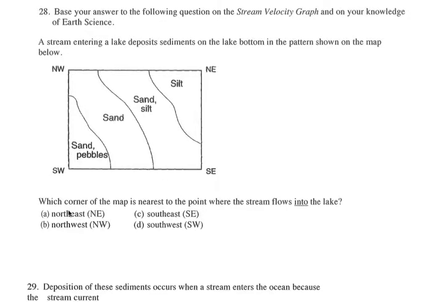28. Based on your answer to the previous question on the stream velocity graph and your knowledge of earth science, a stream entering a lake deposits sediments on the lake bottom in a pattern shown on the map below. So from down here, it starts with sand and pebbles, then sand, then sand and silt, and then finally just silt. Which corner of the map is nearest to the point where the stream flows into the lake? Is it A, the northeast corner, B, the northwest corner, C, the southeast corner, or D, the southwest corner?